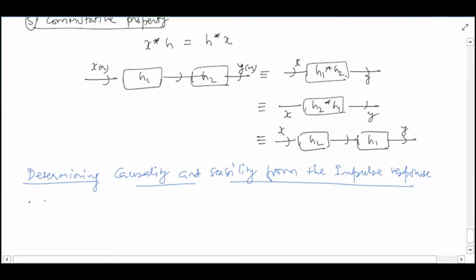We find that a discrete time LTI system is causal if and only if impulse response is 0 for all negative values of the argument. That is, a discrete time LTI system is causal if and only if h[n] is 0 for all n less than 0.